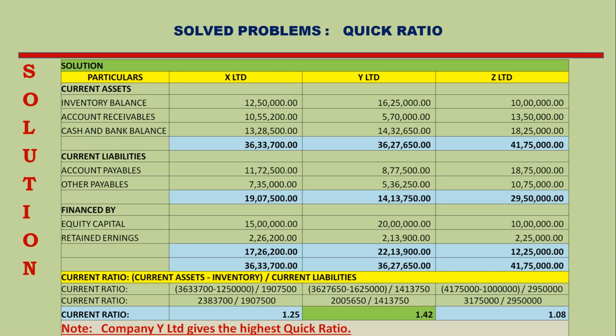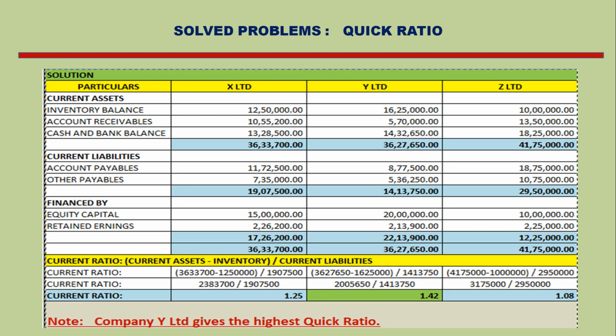For Z Limited, the quick ratio is current assets minus inventory divided by current liabilities. 4,175,000 minus 1 million divided by 2,950,000. That is 3,175,000 divided by 2,950,000. That is 1.08, the quick ratio for Z Limited. When we compare the quick ratios, the company Y Limited gives the highest quick ratio.